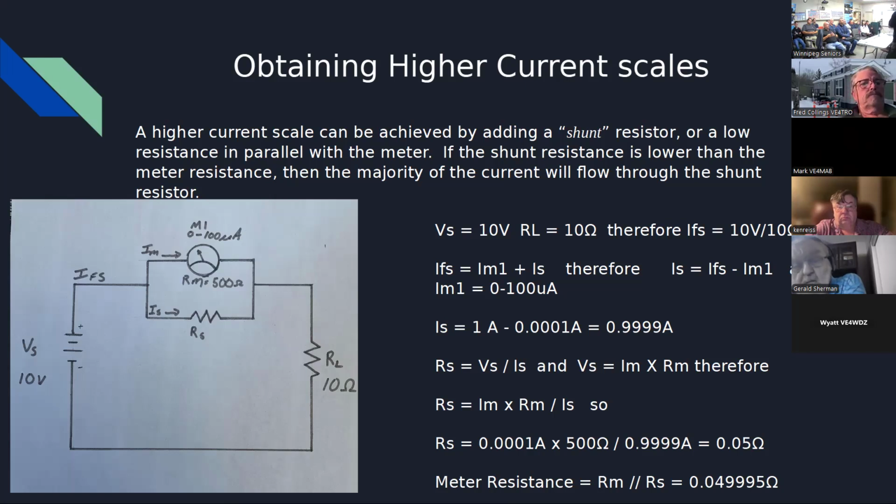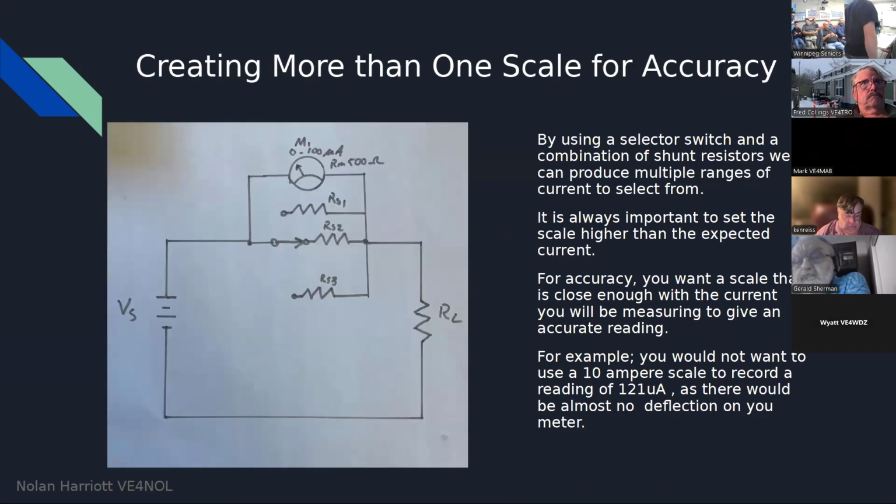So the majority of the current goes through the shunt resistor. This is why our meter has to be in series with our circuit, and why we use a shunt resistor, because the actual meter itself can't handle those high currents. So we can add multiple options for shunt resistors in there. By changing those, we can add different options and change the scale.